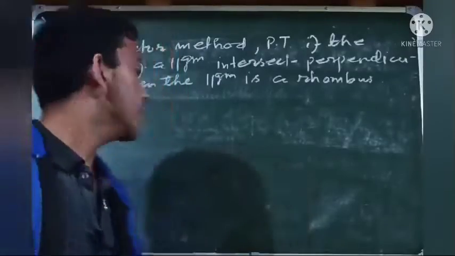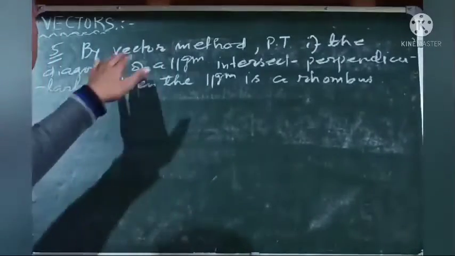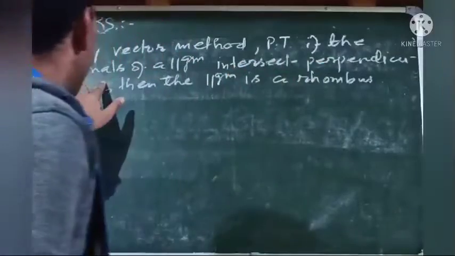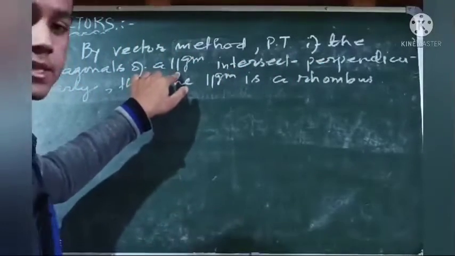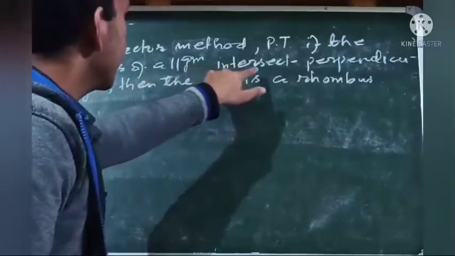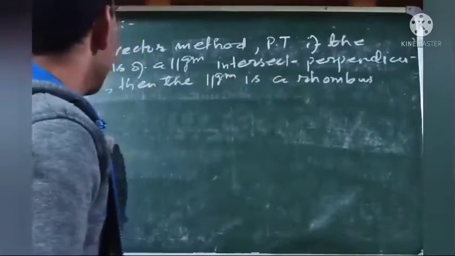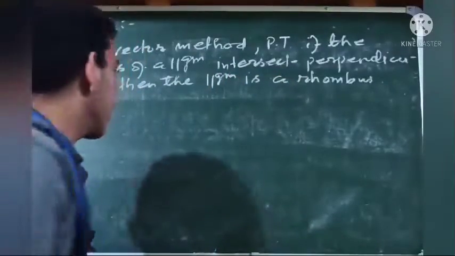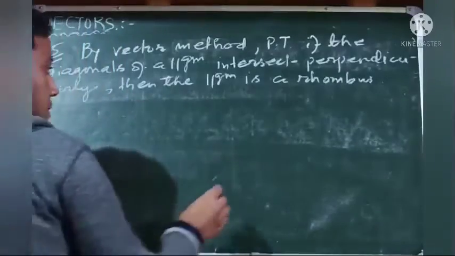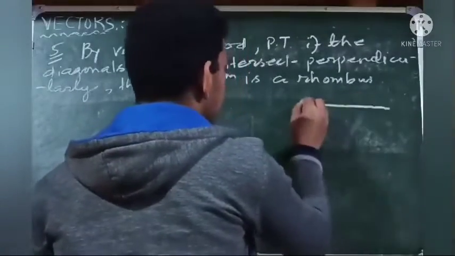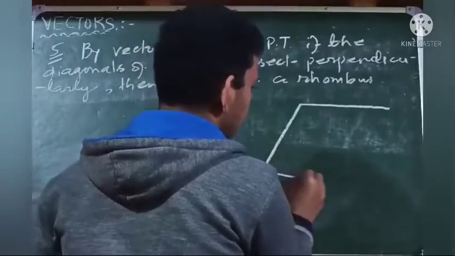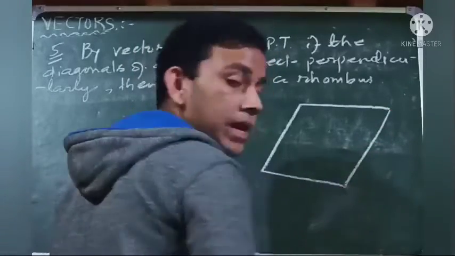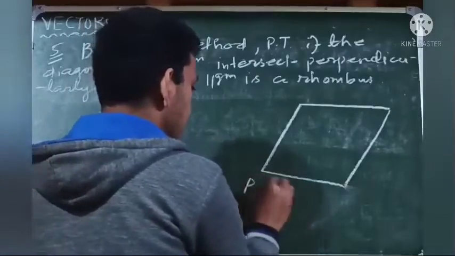In question number 5, we are given that by vector method we have to prove that if the diagonals of a parallelogram intersect perpendicularly, then the parallelogram is a rhombus. Let us first draw a parallelogram. Suppose this is a parallelogram PQRS.